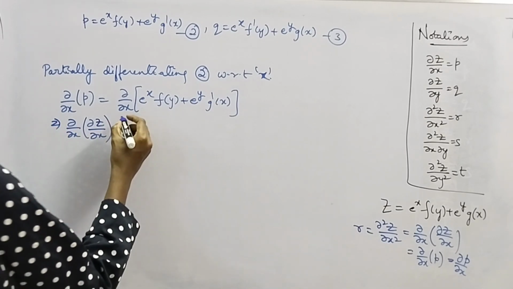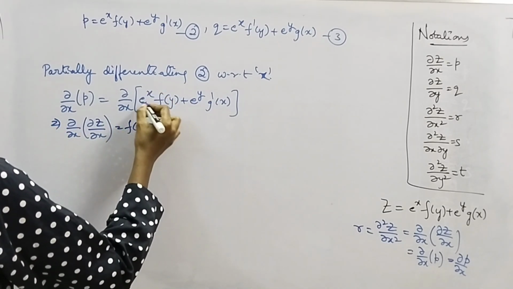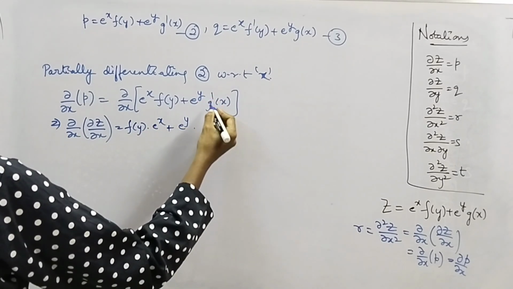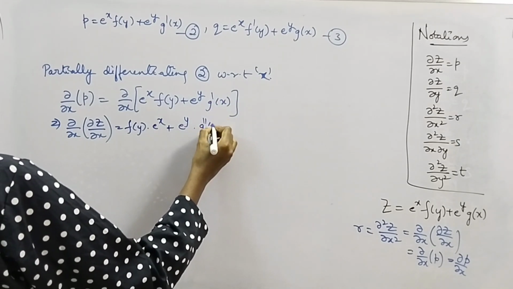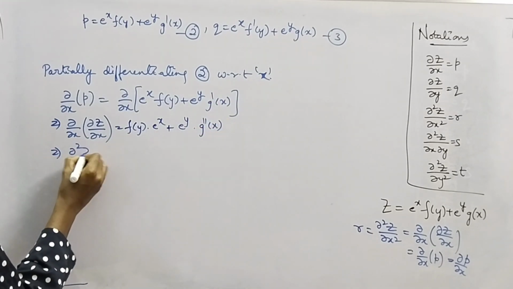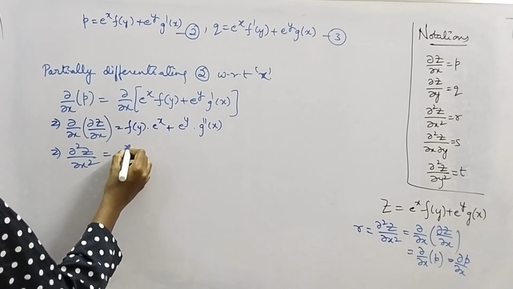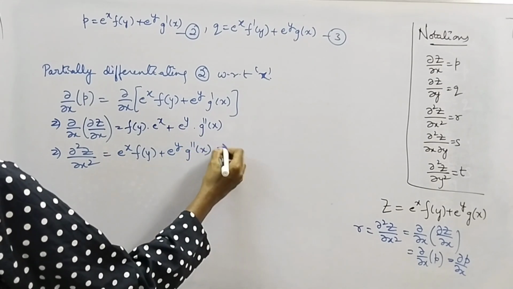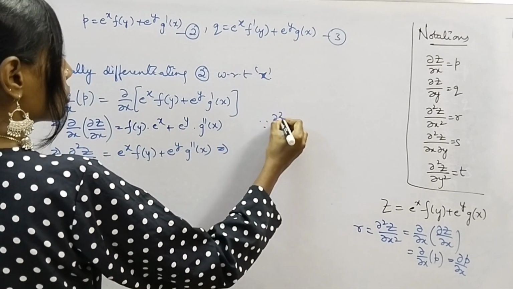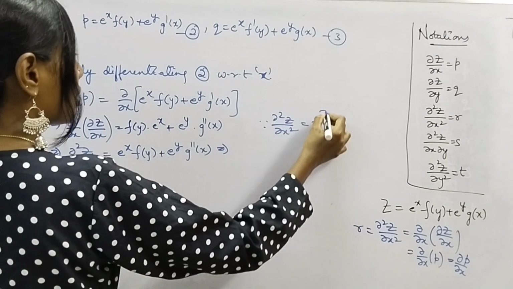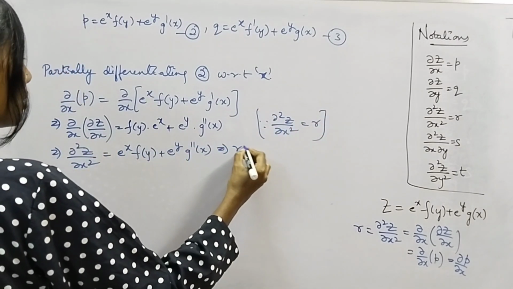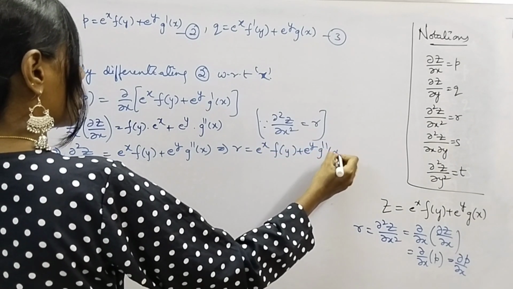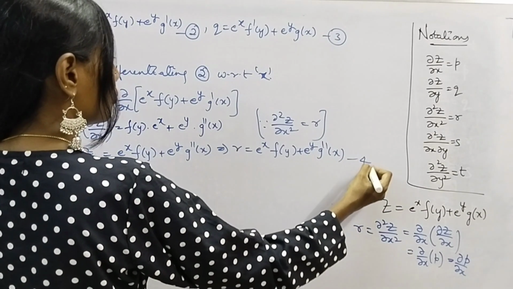So here we'll treat y as constant. So f of y is constant into partial derivative of e power x with respect to x is e power x plus here e power y is treated as constant into partial derivative of g dash of x is g double dash of x. This gives us dou square z by dou x square equal to e power x f of y plus e power y into g double dash of x, right? Since we have a notation dou square z by dou x square equal to r, let's replace it by r. You'll get r equal to e power x f of y plus e power y g double dash of x. Consider it as equation number 4.